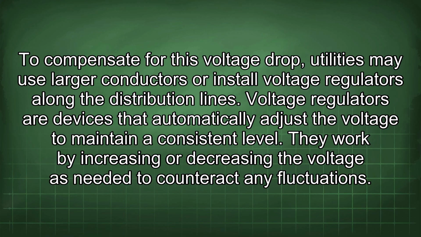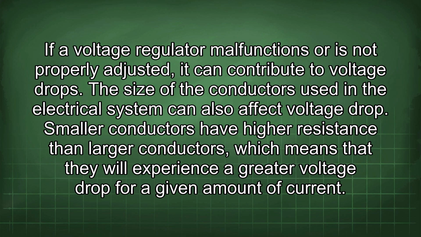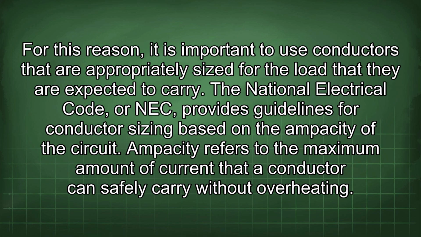Voltage regulators are devices that automatically adjust the voltage to maintain a consistent level. They work by increasing or decreasing the voltage as needed to counteract any fluctuations. If a voltage regulator malfunctions or is not properly adjusted, it can contribute to voltage drops. The size of the conductors used in the electrical system can also affect voltage drop. Smaller conductors have higher resistance than larger conductors, which means that they will experience a greater voltage drop for a given amount of current. For this reason, it is important to use conductors that are appropriately sized for the load that they are expected to carry.